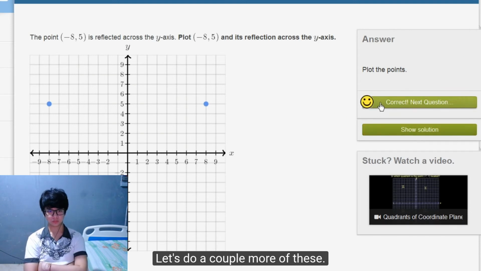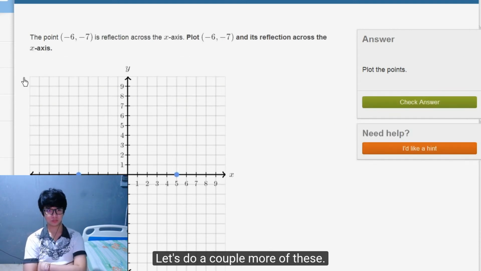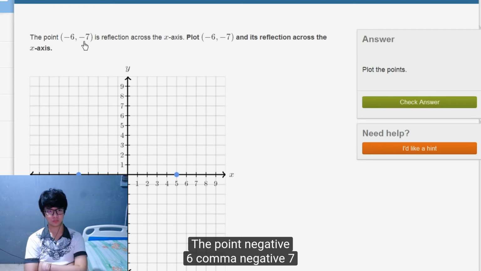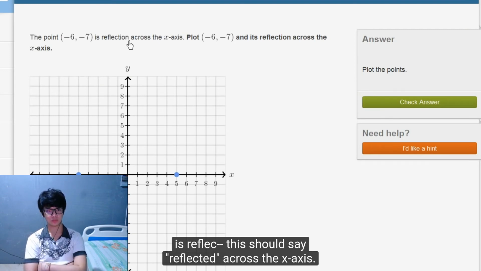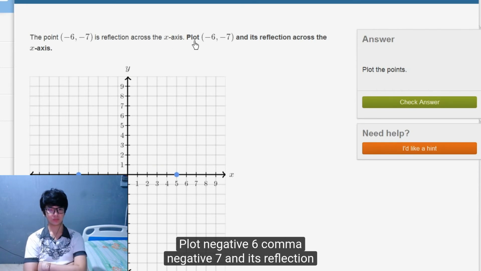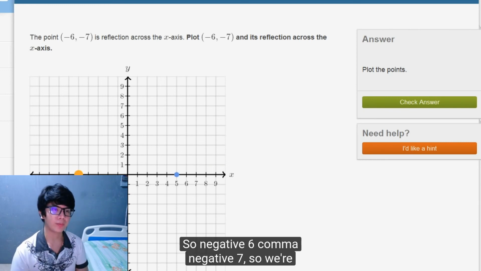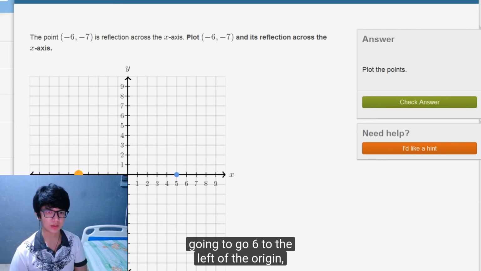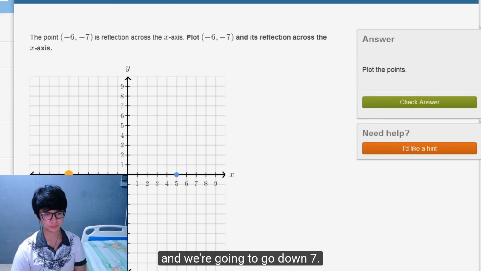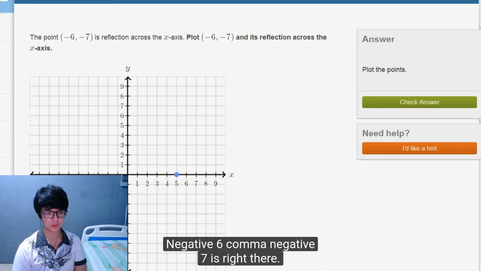Let's do a couple more of these. The point -6, -7 is reflected across the x-axis. Plot -6, -7 and its reflection across the x-axis. So -6, -7. So we're going to go 6 to the left of the origin, and we're going to go down 7. So there we go. -6, -7 is right there.